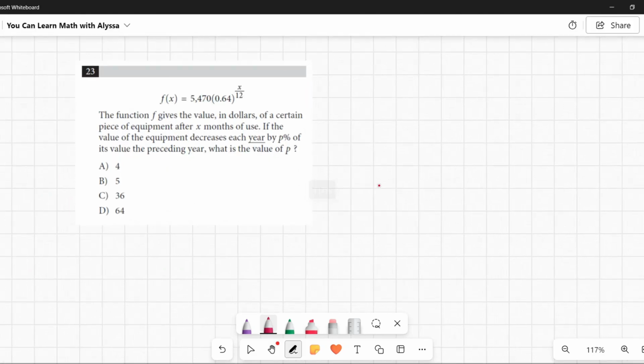Number 23, f of x equals 5,470 times 0.64 to the power of x over 12. The function f gives the value in dollars of a certain piece of equipment after x months of use. If the value of the equipment decreases each year by p% of its value the preceding year, what is the value of p? Okay, I'm going to rewrite this.